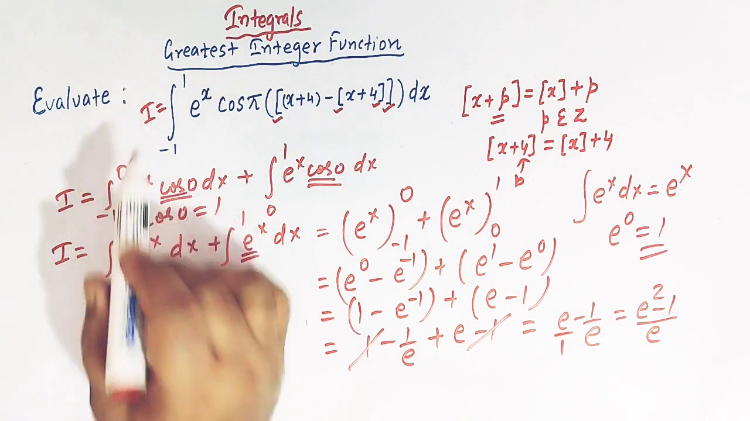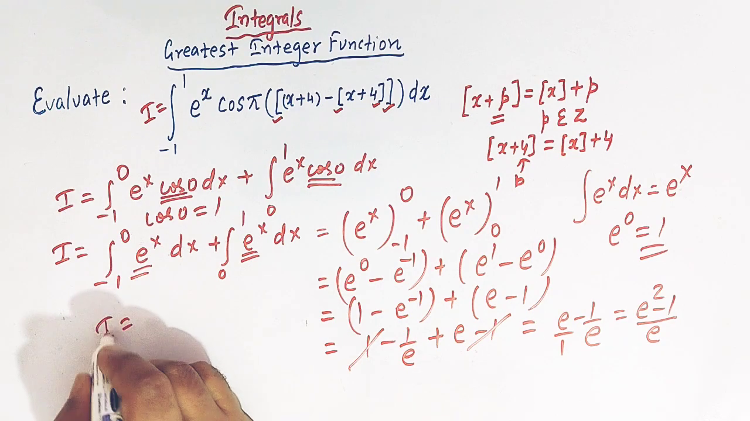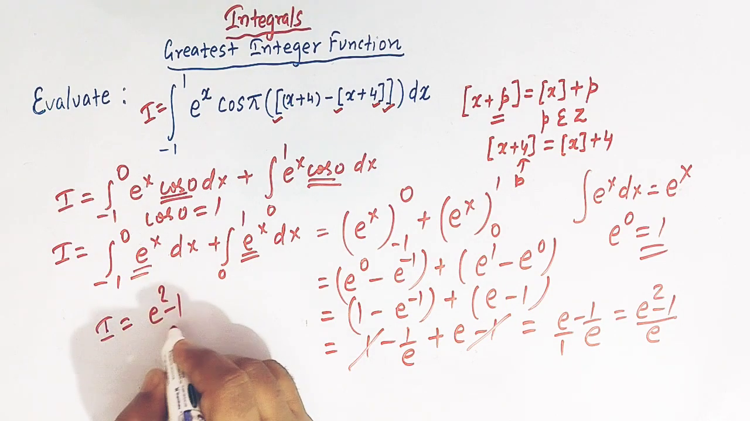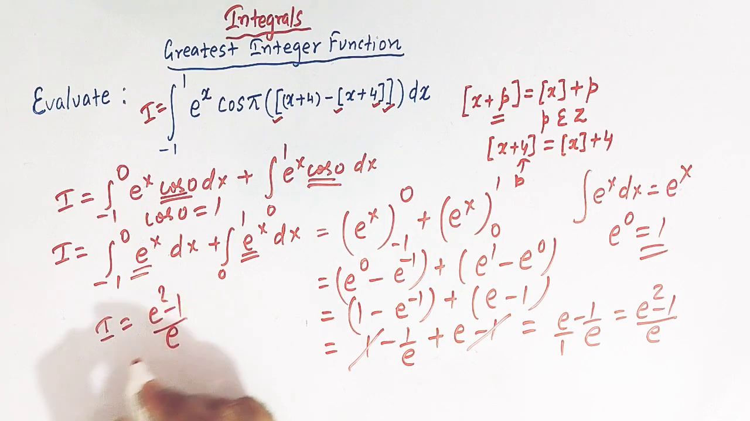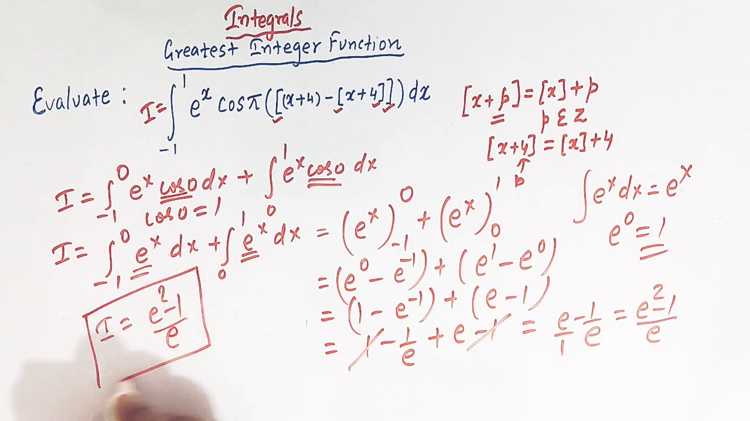So viewers, the value of this integral is given by e square minus 1 over e, right? So this is how we can solve these type of integrals involving the greatest integer function and utilizing the various concepts from trigonometry, from algebra, and from functions.